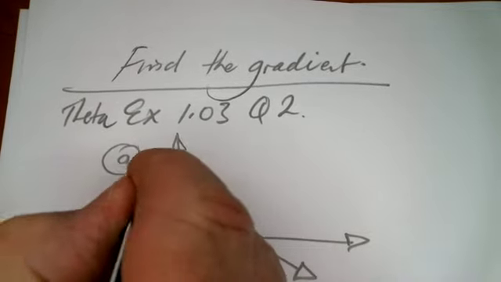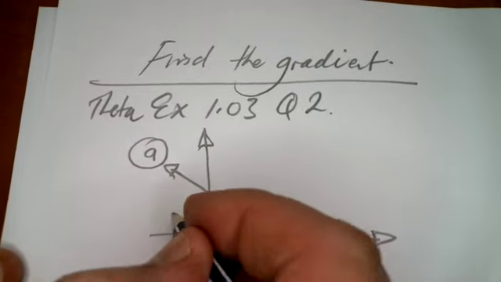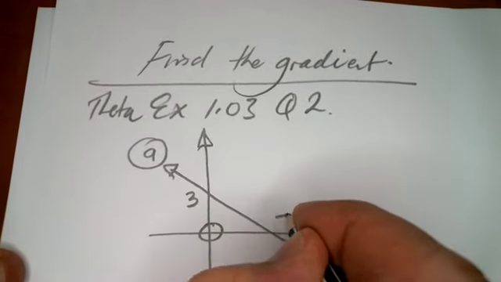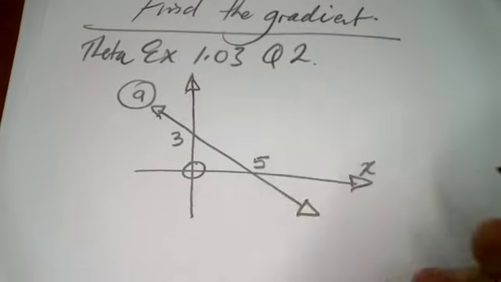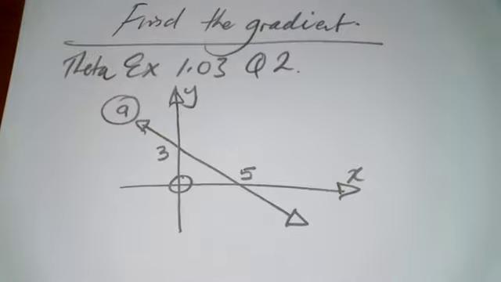Now, this is not very well drawn. This is a 3, and this point here is 5. So obviously not drawn to scale. Okay, so x and y. Now, the idea here is you can choose multiple different ways to do this.